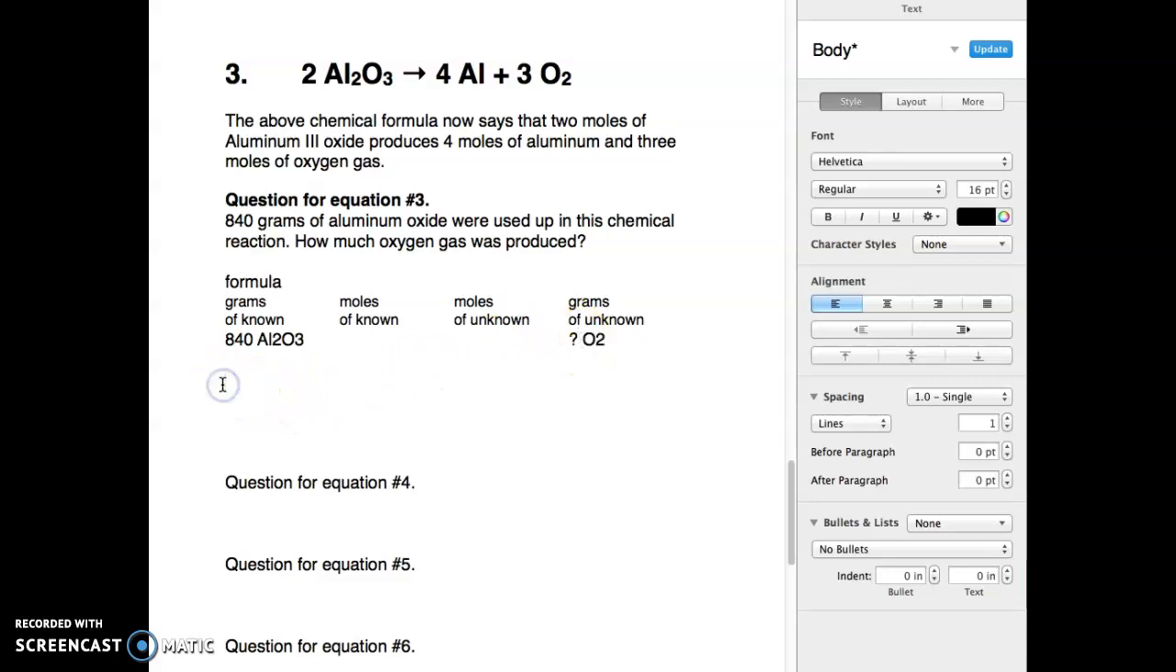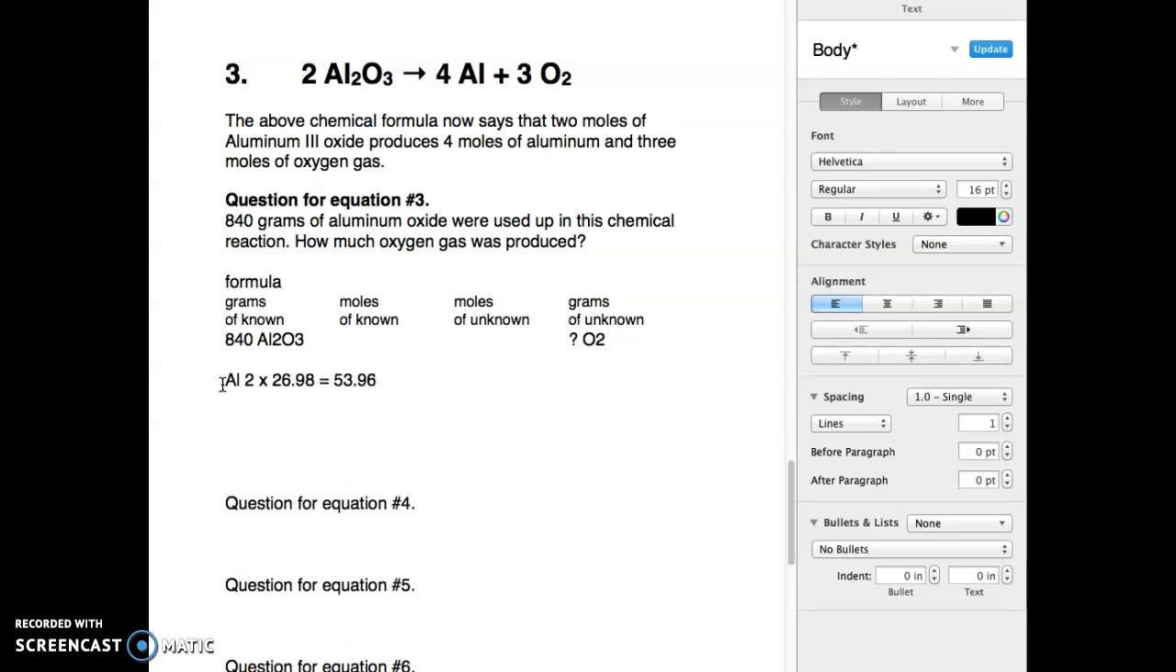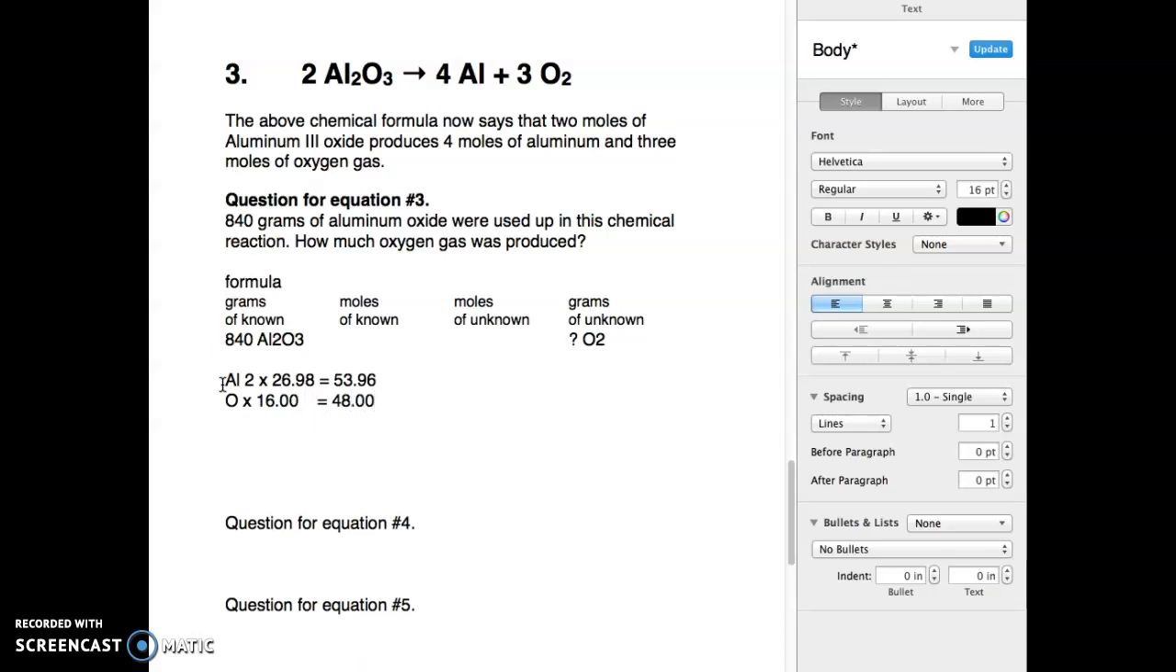So once again, you have to come up with the molar mass of aluminum oxide. You've got to do the same thing we did before in class. Aluminum 26.98 times 2 comes up to 53.96, and then you have oxygen, O times 16.00 equals 48.00. So the molar mass comes up to 101.96.